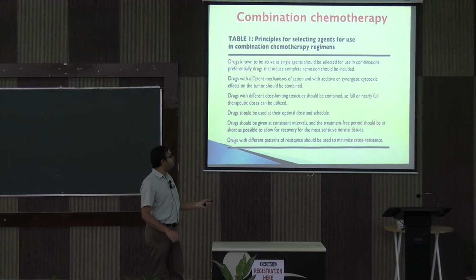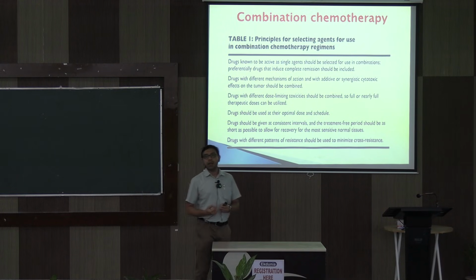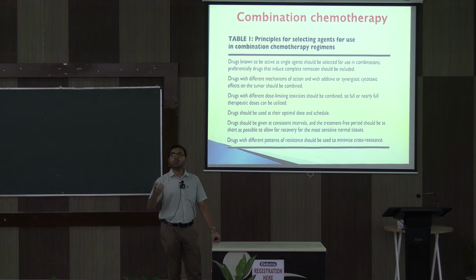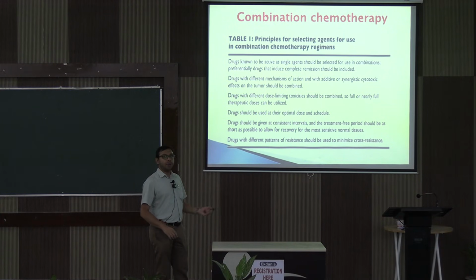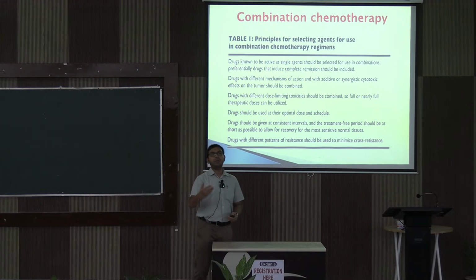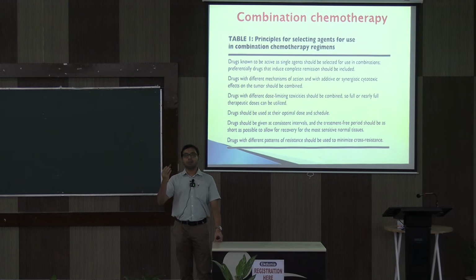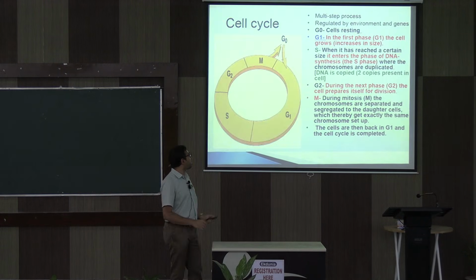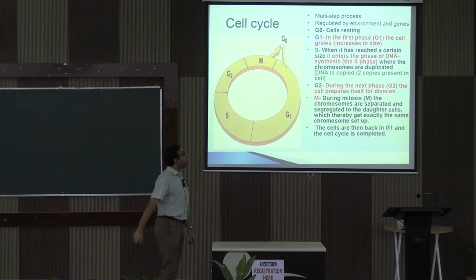The treatment period should be as short as possible to allow for recovery of the most sensitive normal tissue. The normal host tissues are also suffering, so between one cycle of chemotherapy and another, the normal host cells will recover. Drugs with different patterns of resistance should be used to minimize cross resistance. When you continuously use similar types of drugs, the proliferating cells become resistant to those drugs. So this is the cell cycle we are discussing.